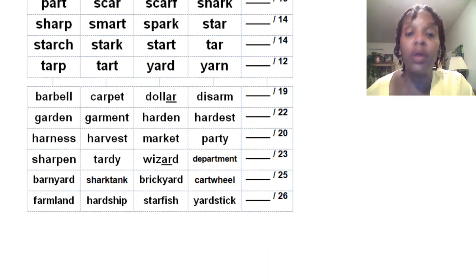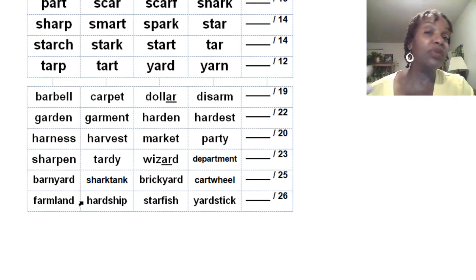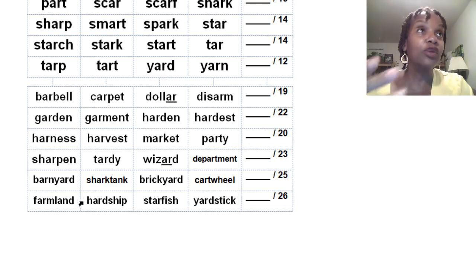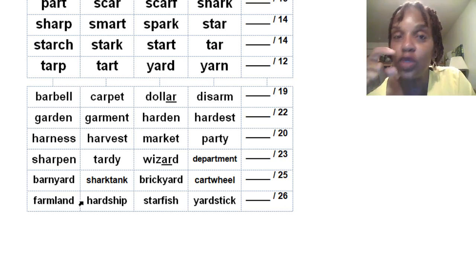Moving right along. Oh, let me back it up for a second. The second part of this show what you know, sound out practice. The words, as you can see here, are a little more challenging. That means they're a little bigger. They're a little harder for those students that don't know the letter sound codes, but not you because you know the codes.